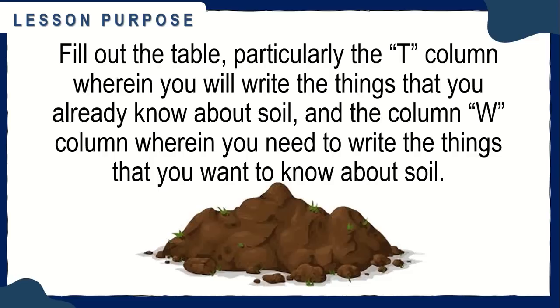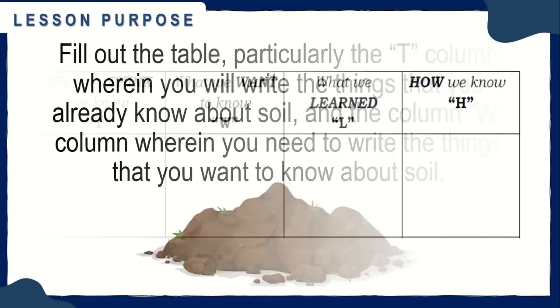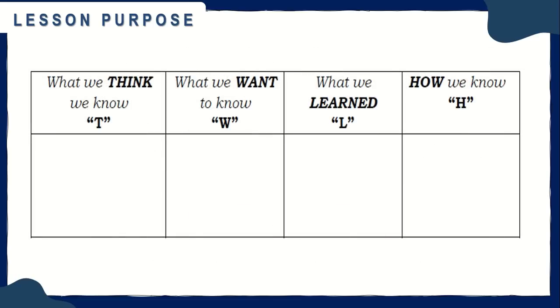Fill out the table, particularly the T column, wherein you will write the things that you already know about soil, and the column W, column wherein you need to write the things that you want to know about the soil. Here is the table. What we think we know, T, what we want to know, W, what we learned, L, and how we know, H.